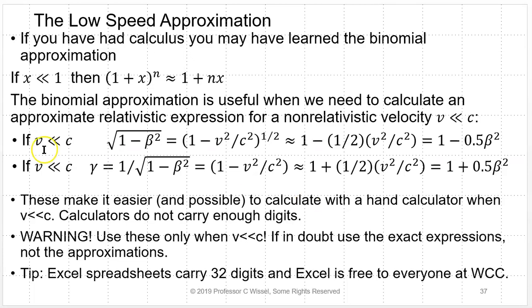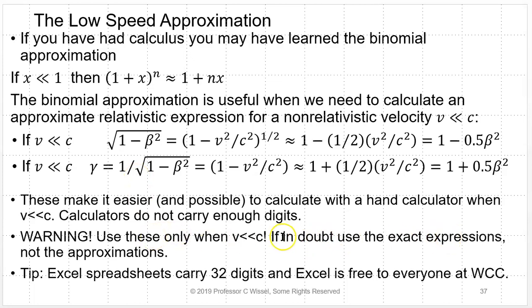So if v is much less than c, we want to take the square root of the quantity 1 minus beta squared and get an approximation for that. When we do that, we find that it is 1 minus 0.5 beta squared. We also want to do this to gamma. Gamma, of course, is 1 divided by the square root of the quantity 1 minus beta squared. When we do that, we find that gamma is approximately equal to 1 plus 0.5 beta squared.